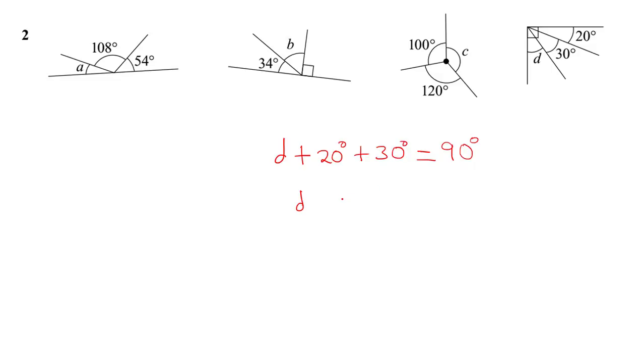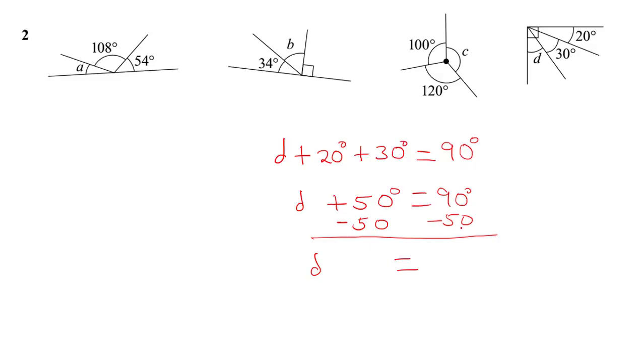So the 20 plus the 30 becomes 50 degrees, and that should still be equal to 90. Now I'm thinking about a number that if I add to 50, I get 90. Obviously that's going to be 40. But to show you working, you can always do the opposite. So take away 50 both sides. Now subtracting that, I've got D is there. The 50 take away 50 is gone, and on this side I've got 90 take away 50, which is going to be 40 degrees. Okay. So that is how to do that.